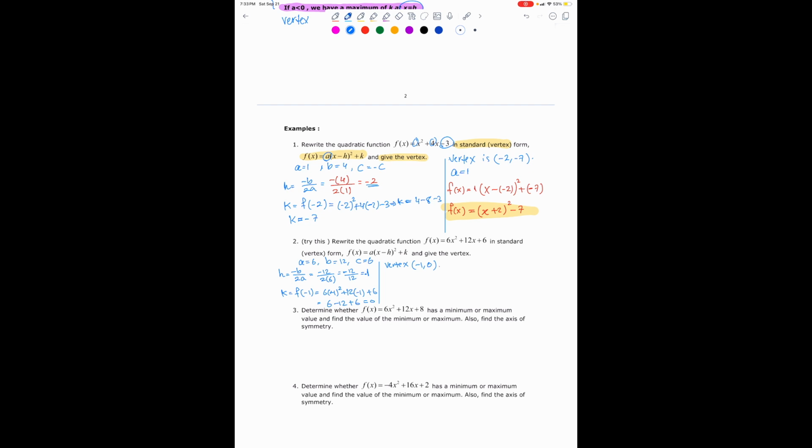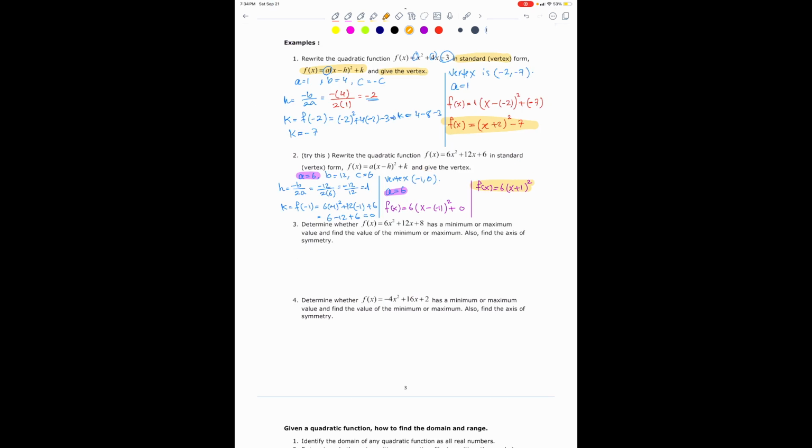And now I would put it in standard form. I know that a is equal to 6 in my case, because that is the leading coefficient. So the standard form is going to look like f of x is equal to 6 times x minus h, negative 1, all squared, plus k, which is 0. So the standard form is going to be f of x equals 6 times x plus 1 all squared. And that's the standard form here, the answer for the second part.